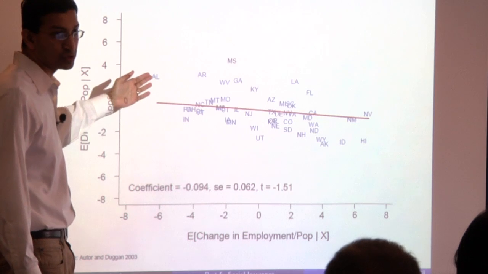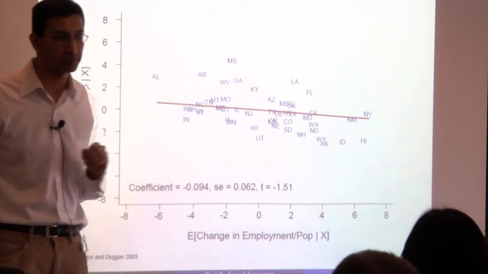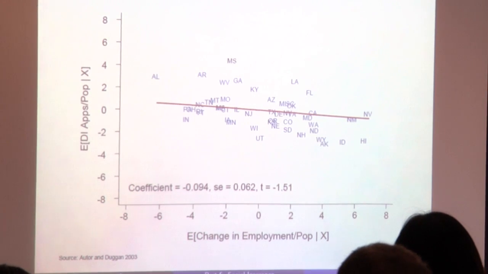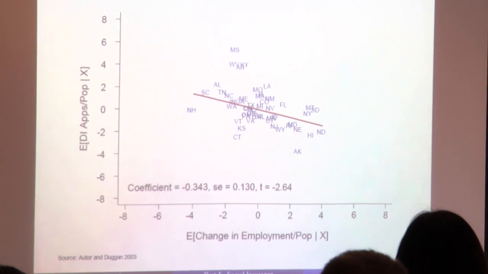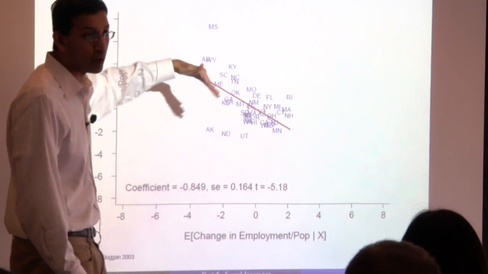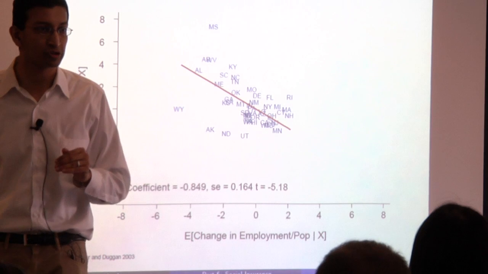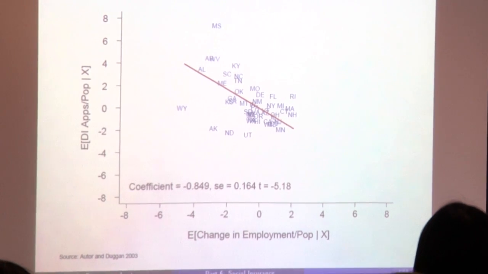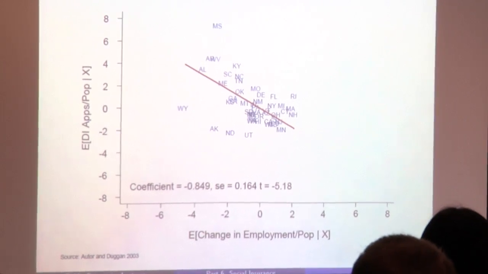You can see this relationship looks relatively flat, right? You don't find a significant relationship between these two variables. Now do this for 1984 to 1989, and it starts to look more negative. Then 1989 to 1994, and the last period in their data, 1993 to 1998, you see the relationship starting to pivot downward more and more. By the end, there's a very clear negative relationship: if you're in a state that got hit with a hard negative shock, DI applications really go up a lot.